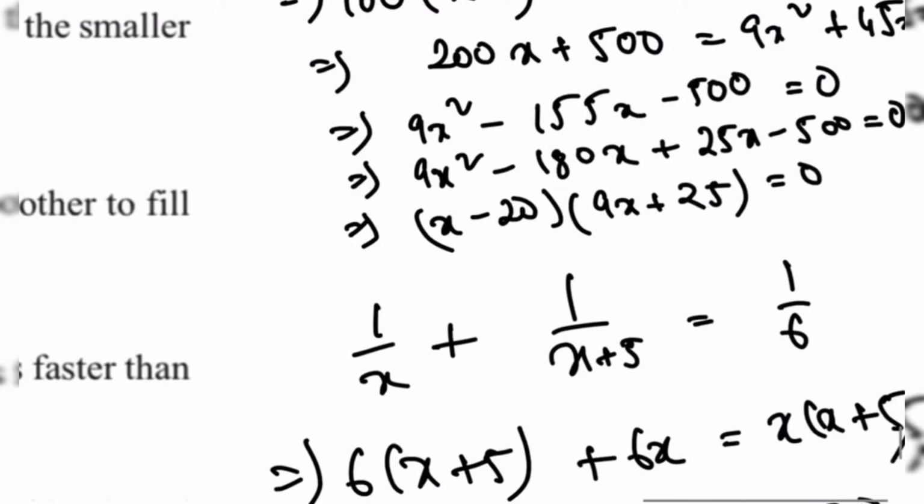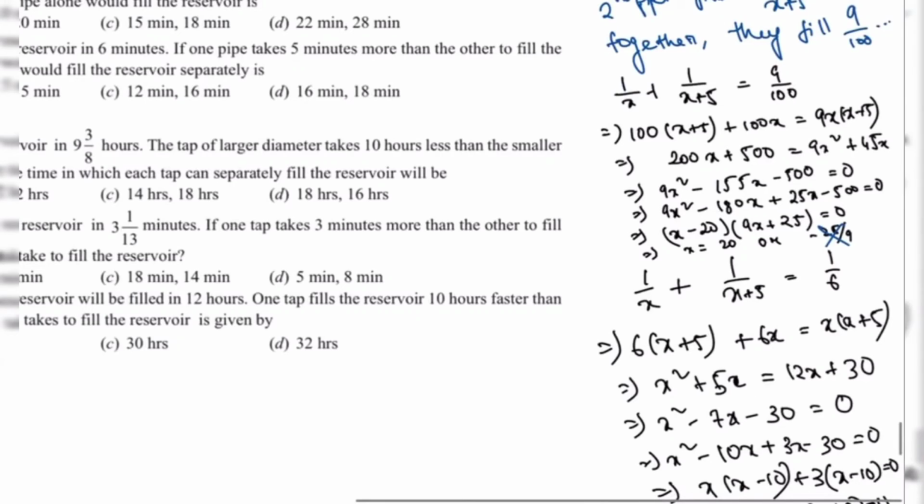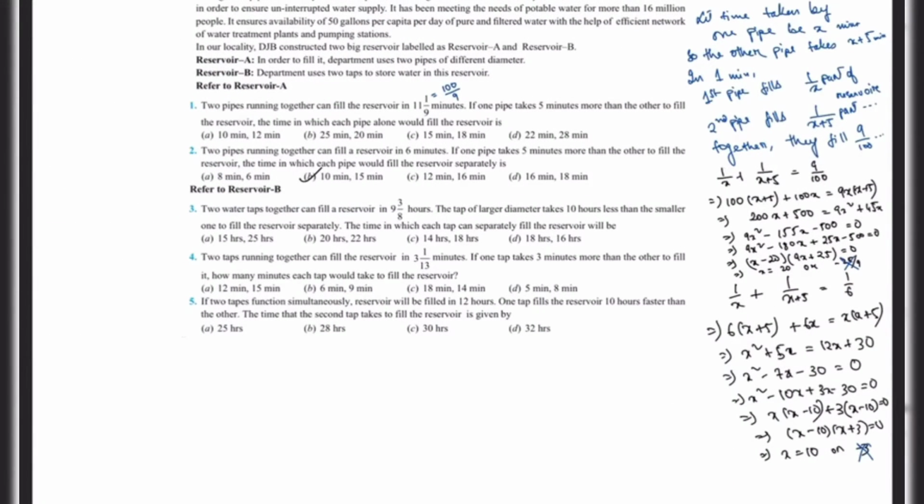So let's say from here only that x is either 20 or minus 25 by 9, which is impossible because x is time. So one is 20 minutes and the other is 25 minutes. So here it is.